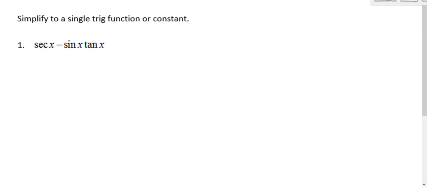So we're going to use some trig identities to simplify this to a single trig function. So first of all, I'm going to rewrite secant as 1 over cosine. And then sine x times tangent x. Tangent is sine over cosine.